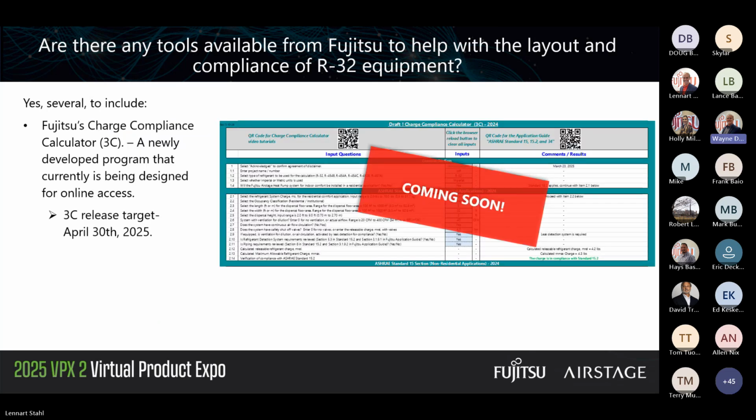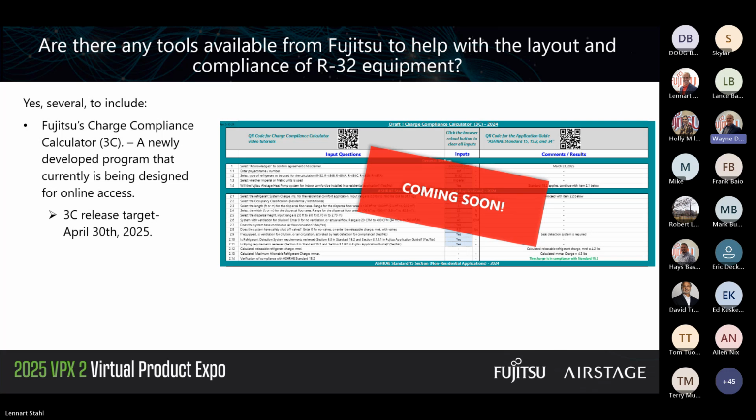Another tool, and now this is great, is really going to take everything that's in the ASHRAE 15 and 15.2 manuals, our application guide, and our application bulletin, and combine it into one very easy to use interactive tool. We call it the 3C, Charge Compliance Calculator. So this is coming soon.